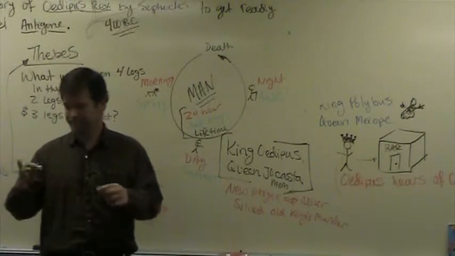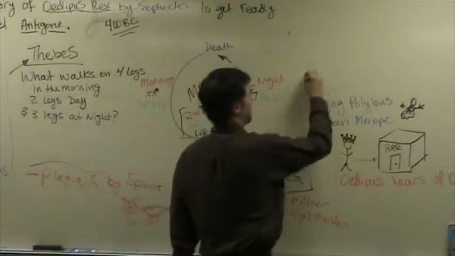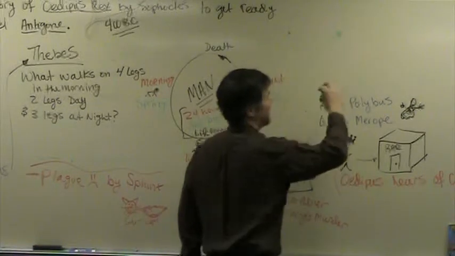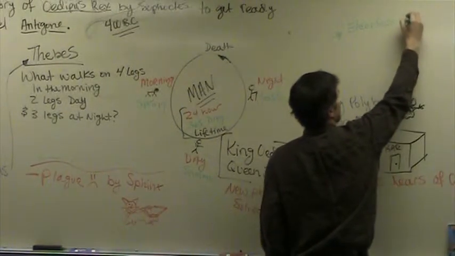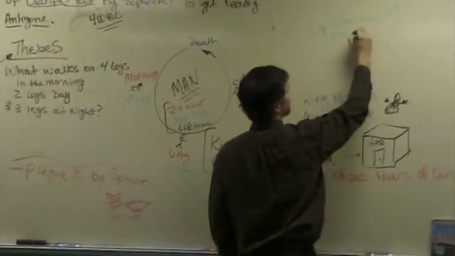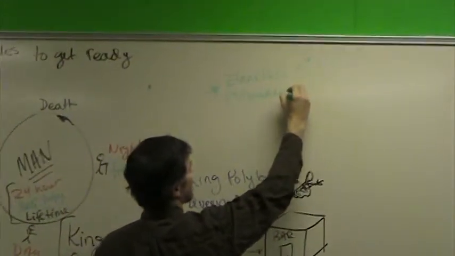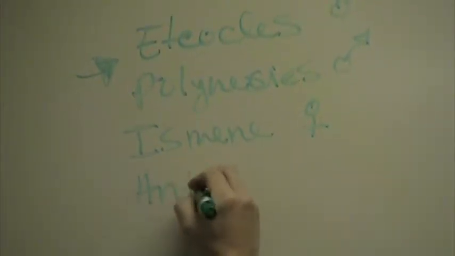All right. Now, ready? Jocasta and Laius have 4 children. Wait, did it have a son? Who's a son? Who's a boy? Oh, Polynices? No? He's also a boy. And then they have 2 girls. Ismene? And Antigone.